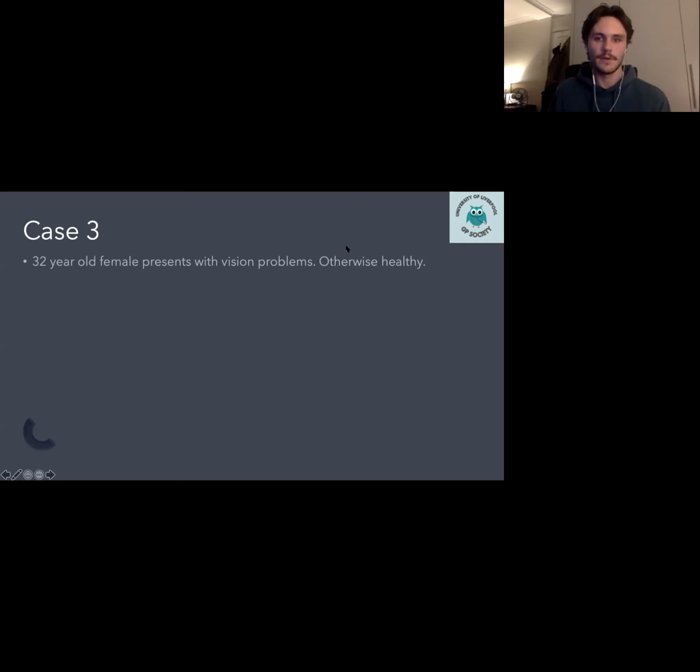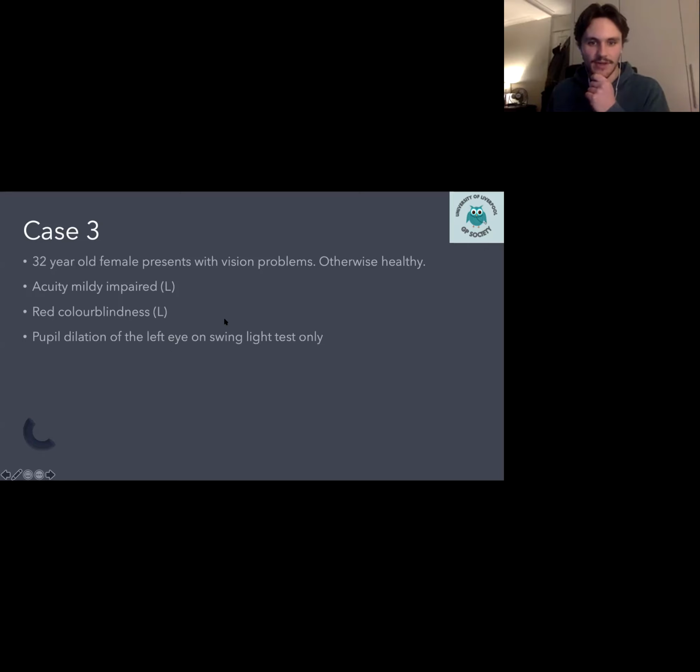Okay, so a 32-year-old female presents with visual problems, otherwise healthy. Acuity is mildly impaired on the left. She has some red color blindness. She's struggling to distinguish the color red. There is pupillary dilation on the left eye on the swinging light test only. So only when you're doing the swinging light test do you notice unusual dilatation. What are we thinking about that?